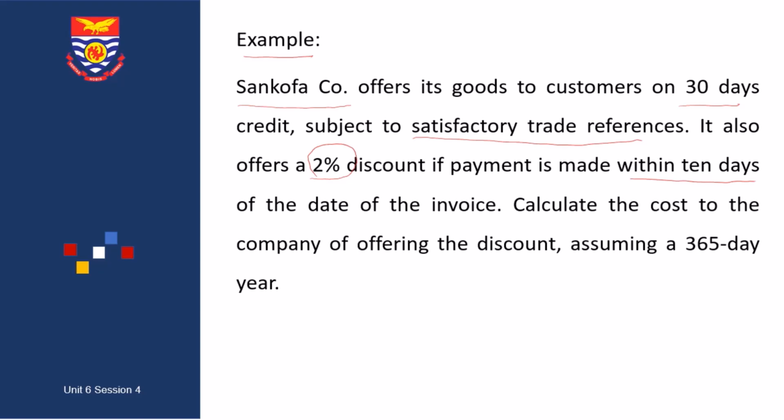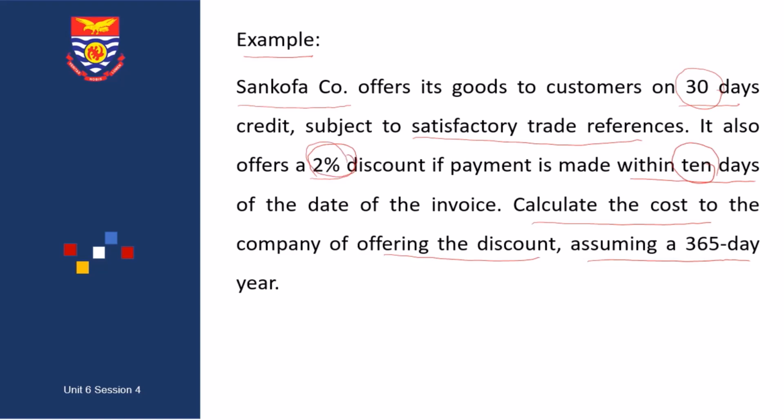Right. So we have to calculate the cost to the company of offering the discount, assuming 365 days in a year. So just picture the formula: C equals D over 1 minus D, all to the power of 365 over the normal term minus the discount term. The normal term that the company satisfied based on the trade references is 30 days here, the discount term was given to be 10 days, and of course the discount is 2%.